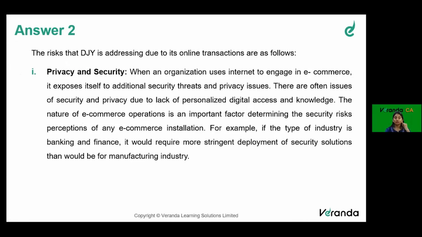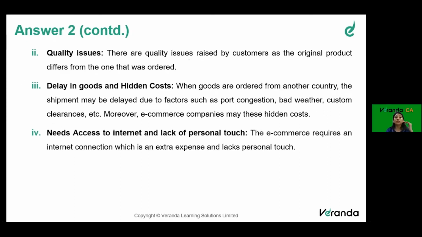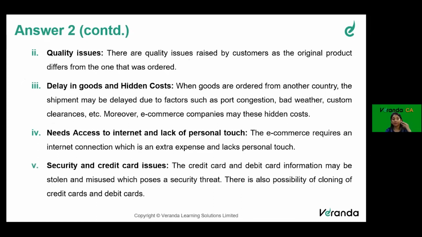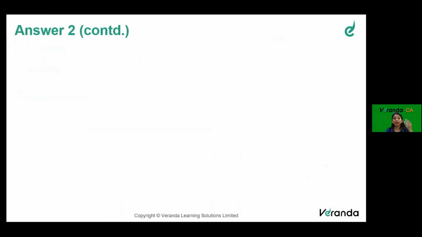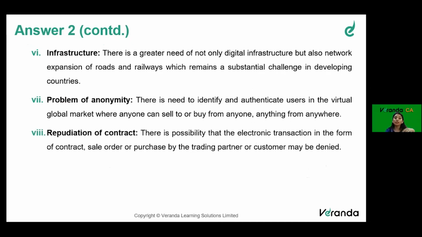Privacy and security. So privacy is 1 point. Piracy is another point. You know the difference between privacy and piracy? So 2 points like this: privacy, piracy. And then quality issues and delay in goods, hidden costs. Third is need access to internet and infrastructure. Then there could be credit card issues. I don't know who I'm dealing with: problem of anonymity. Repudiation of contract.